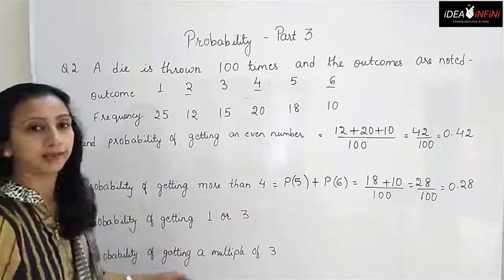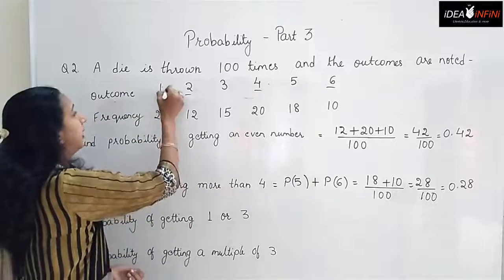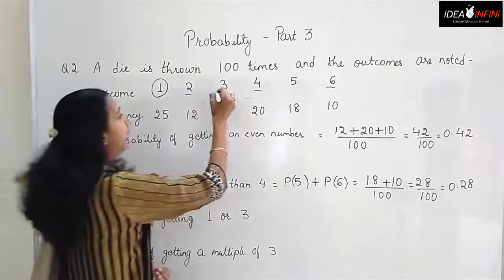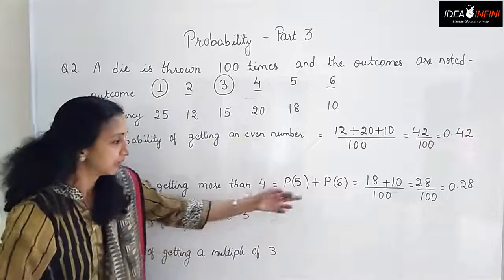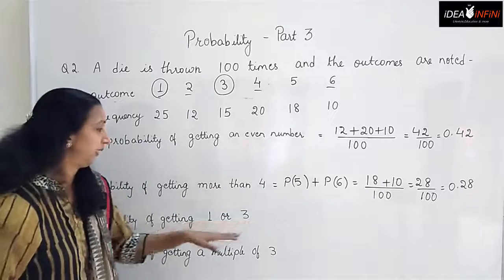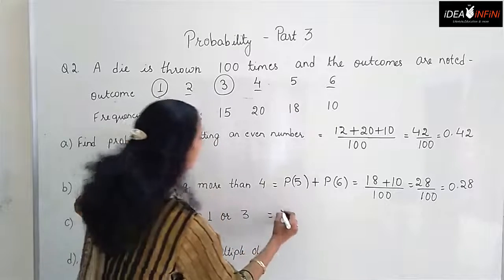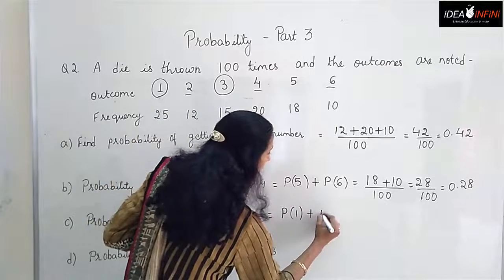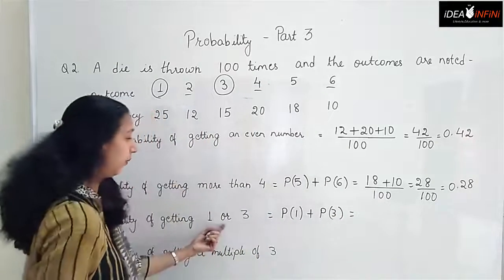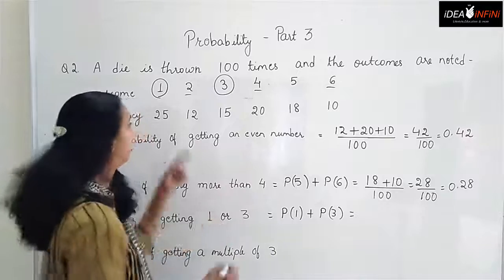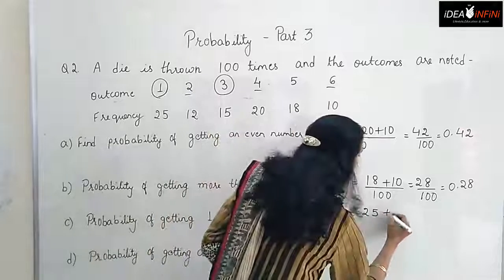We get this one. Probability of getting 1 or 3. So now what we have to find out is how many times am I getting 1 and how many times am I getting 3. So these probabilities will be added up just like this. Here it was more than 4, here it is getting 1 or 3. So I'll write probability of getting 1 or probability of getting 3. These two probabilities are added up when there is an 'or' word used in between. So 25 by 100 plus 15 by 100.